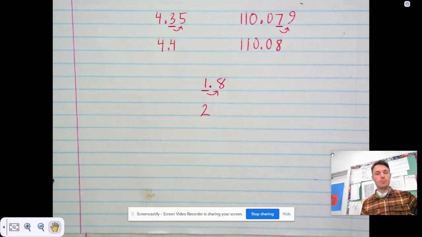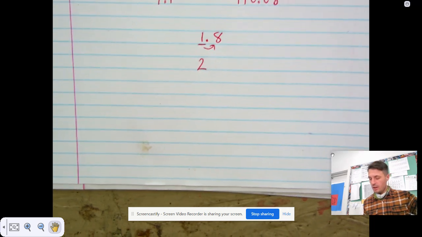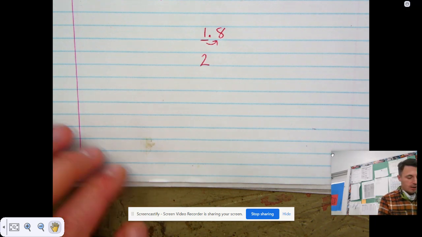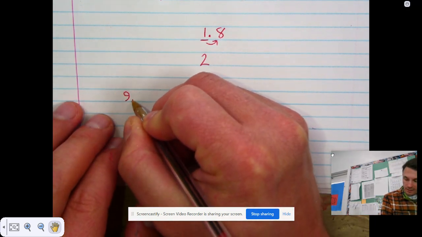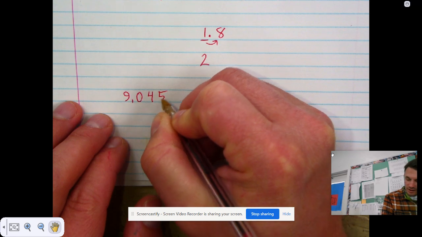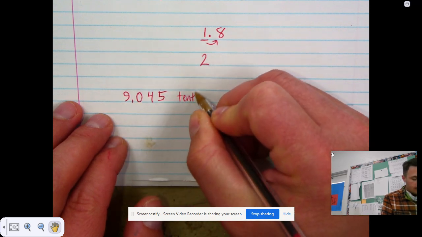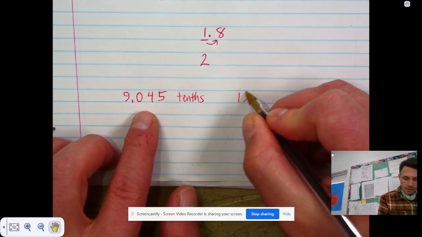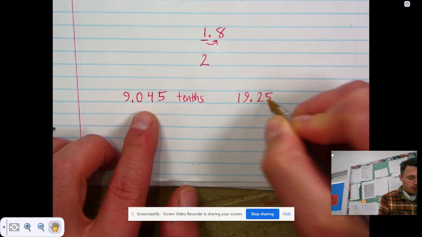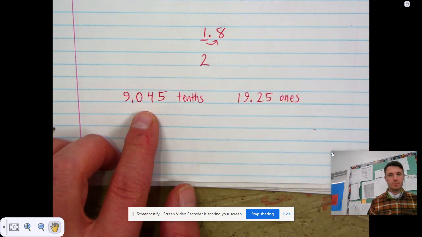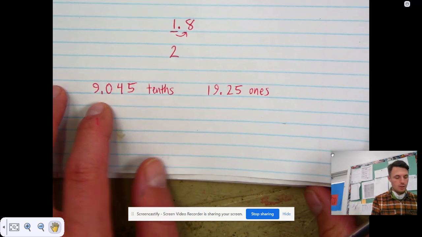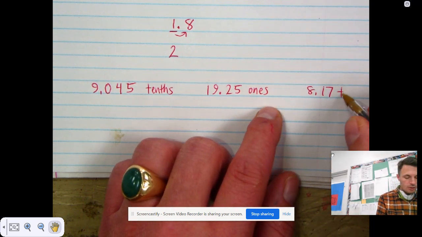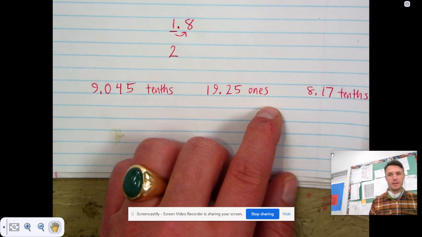Okay, I've done quite a few examples with you. Now I'm going to have you do your independent practice. And here's what I'd like you to do. I want you to do 9 and 45 thousandths, and I want you to round it to the tenths place. Then there's 19 and 25 hundredths. I want you to round it to the ones place. I'm going to give you one more. I'm going to give you 8 and 17 hundredths, and I want you to round it to the tenths place.